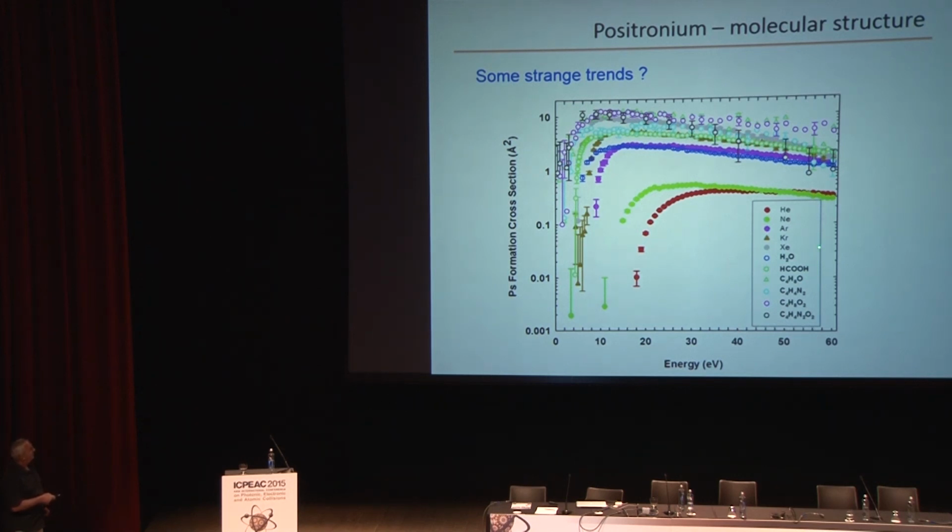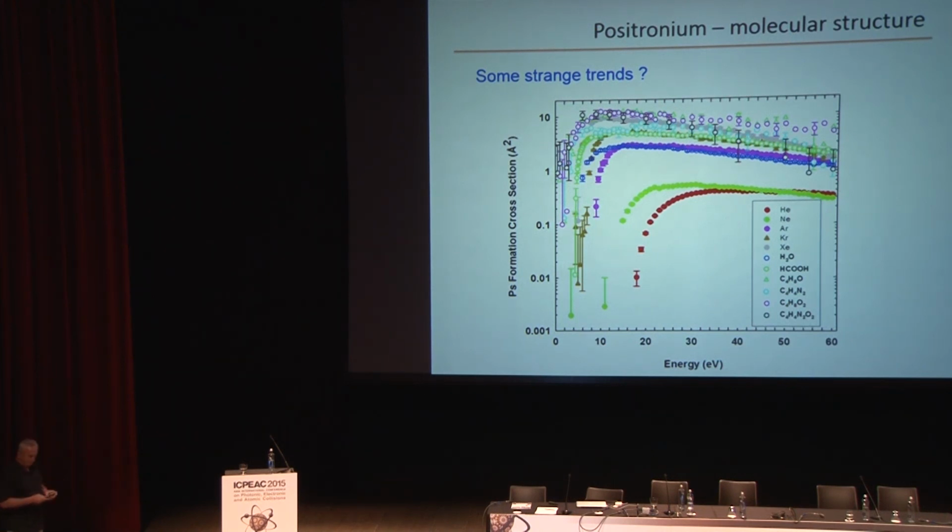What's very strange, though, is hydrogen. I don't have hydrogen. That's interesting, I look like I've got the wrong slide. Anyway, I can tell you what it looks like. The hydrogen positronium cross-section looks almost exactly the same as water. And hydrogen's got 2 electrons, water's got 10, and it's polar, but the H2 cross-section is anomalously large.